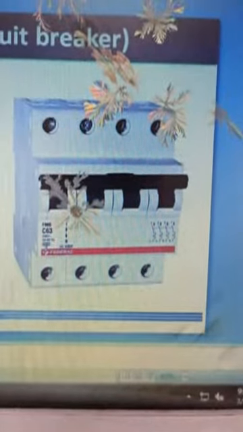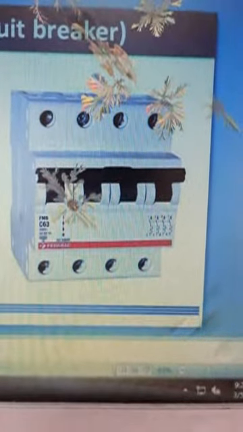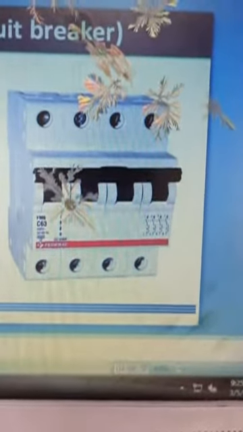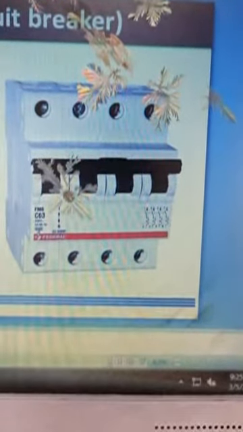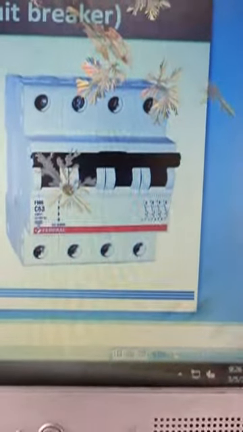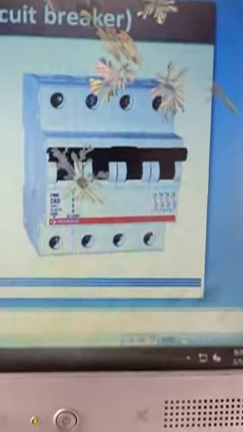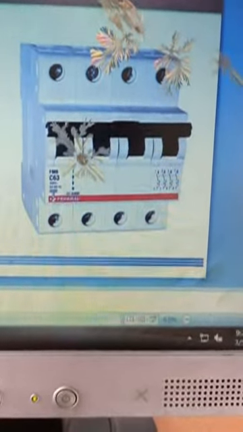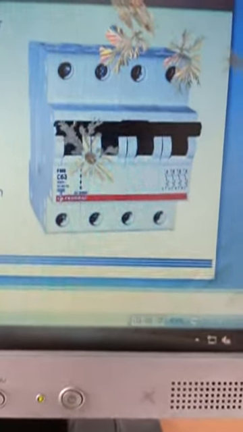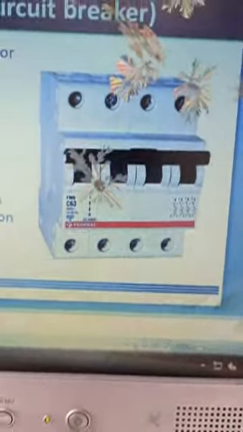B trips between 3 to 5 times of full load current. Then C trips between 5 to 10 times of full load current, and D is 10 to 20 times of full load current. Its application is in new construction to protect the house from circuit overload, and it can be used with ground fault also.